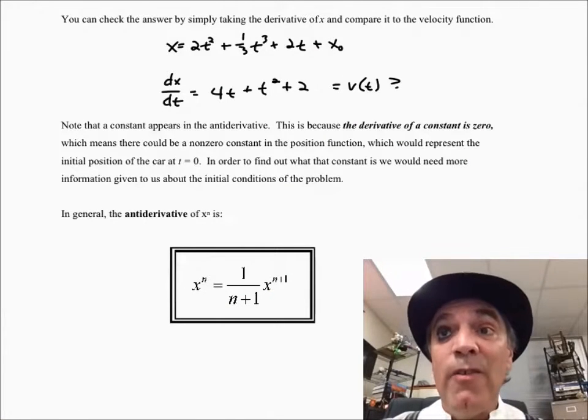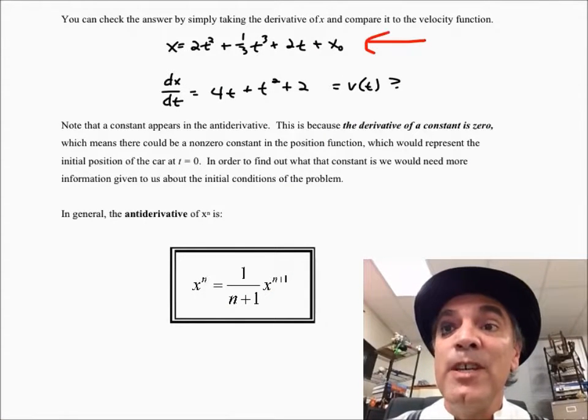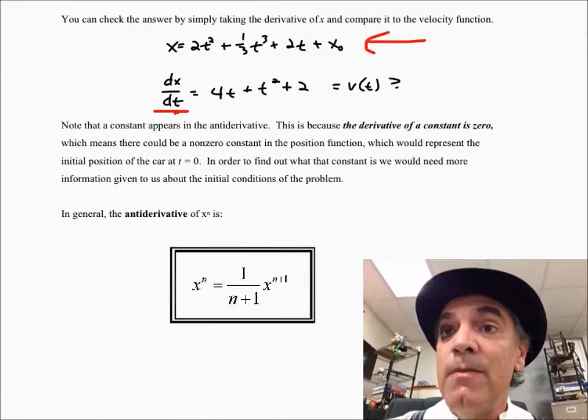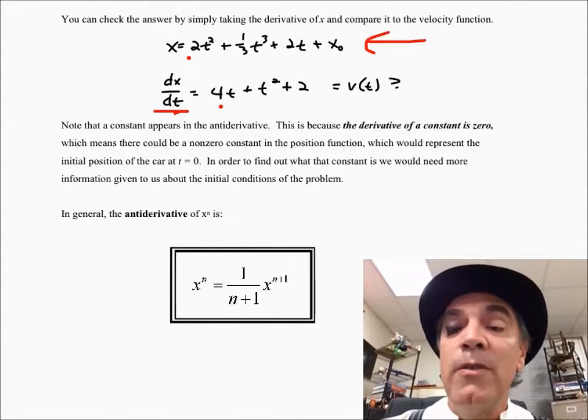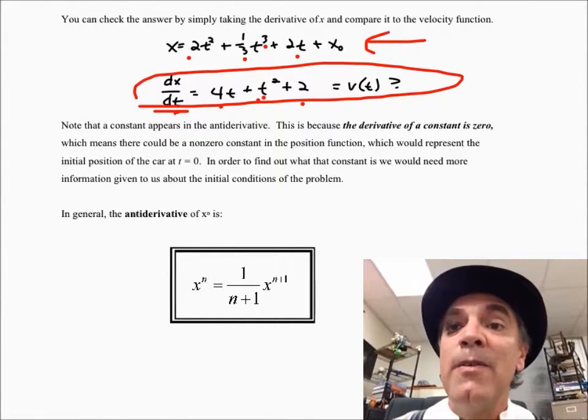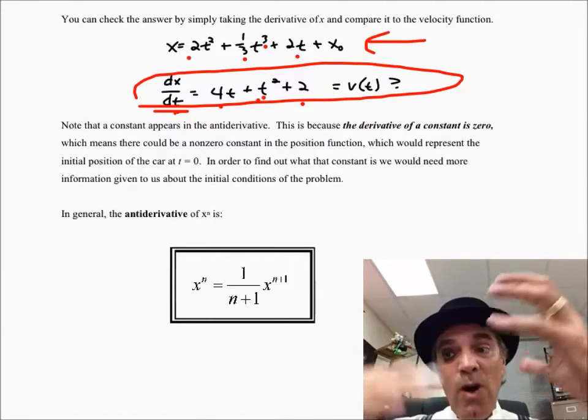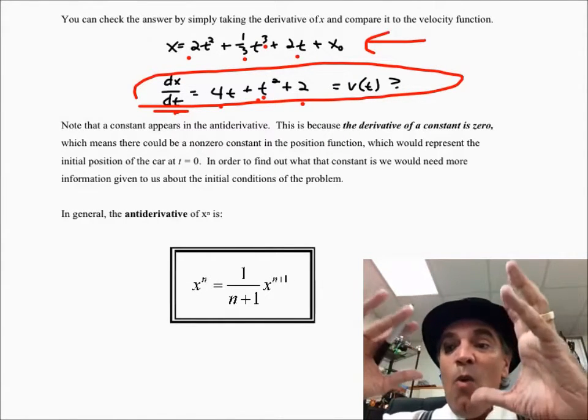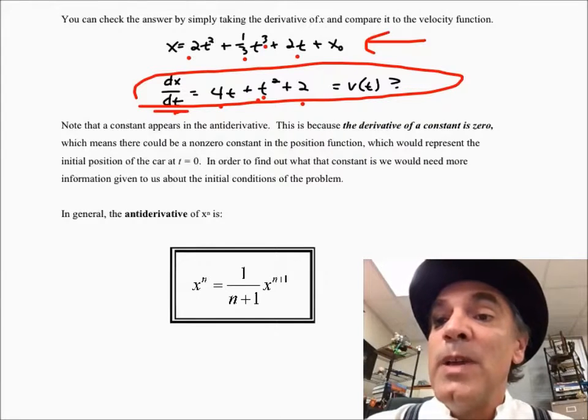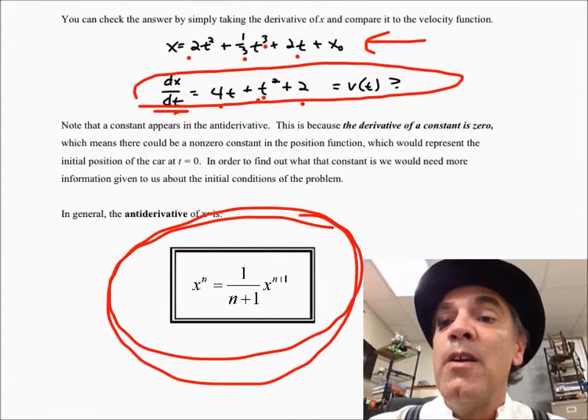So we can check our work. When we get this for the position, we can take the derivative of it. 2 times 2 is 4t, lower the exponent by 1. 1/3 times 3 gives us 1, t squared, and we get the 2. And so that's the v that we started with. So if we can go one way and the other way, we can figure out what essentially is going to become our integral with the antiderivative.